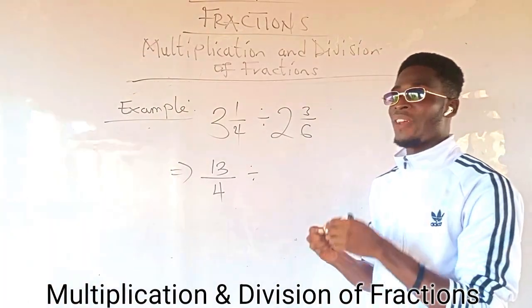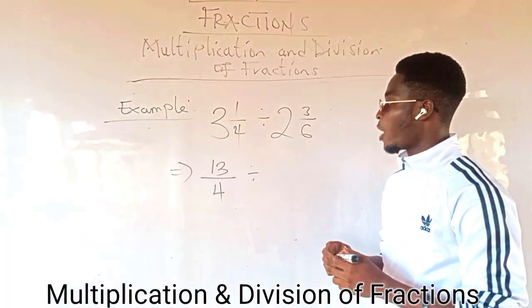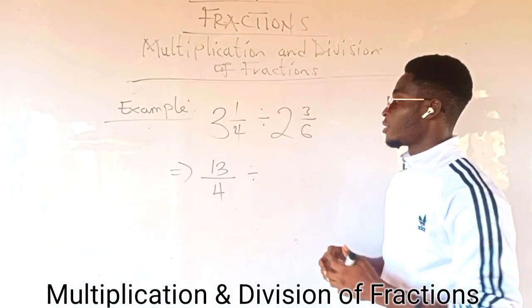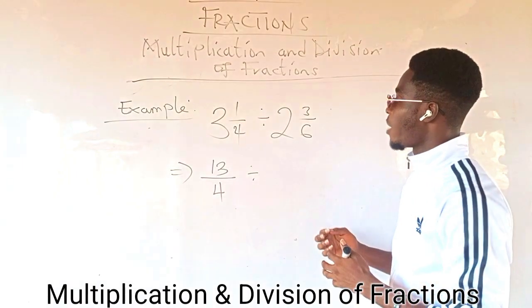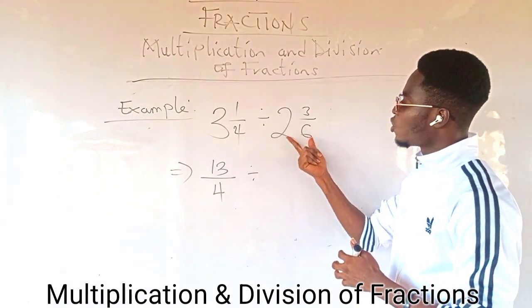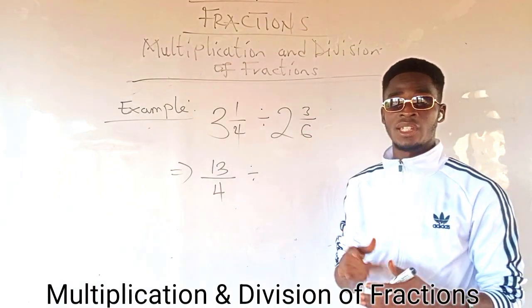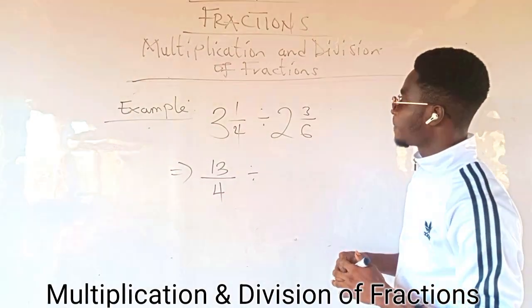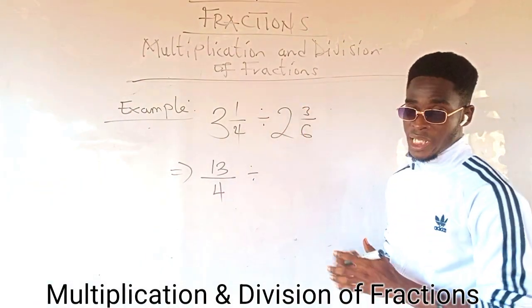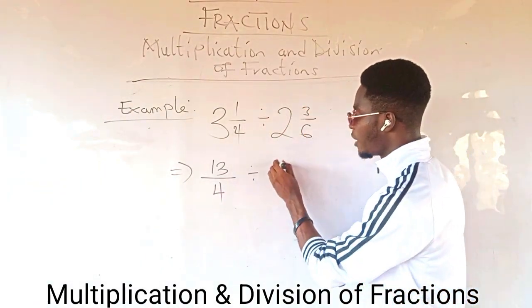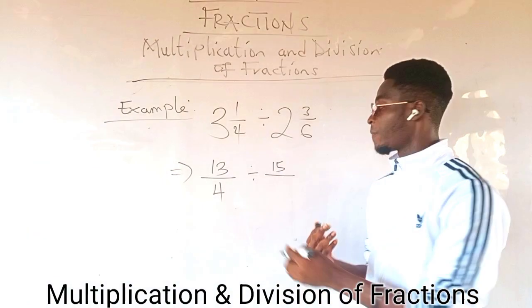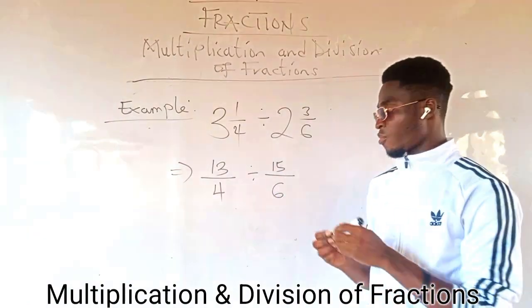Divided by, we have another mixed fraction here. So we are going to do the same thing, applying the same knowledge. So now we have 2 times 6 will give us 12, and then plus 3 will give us 15. So 15 divided by 6.